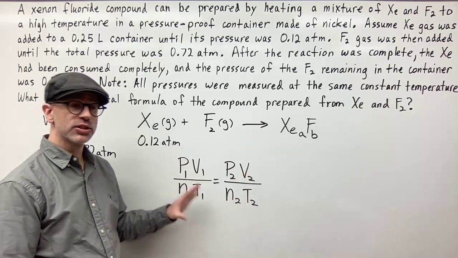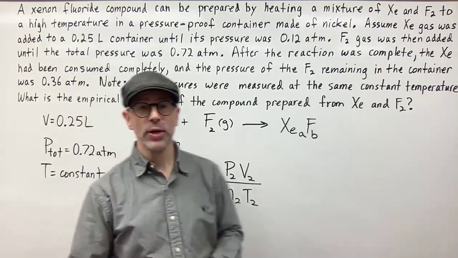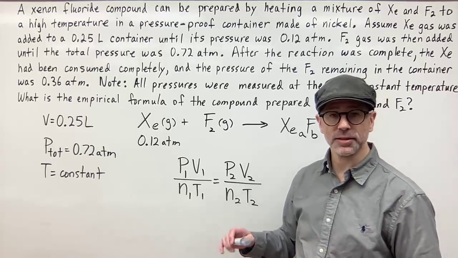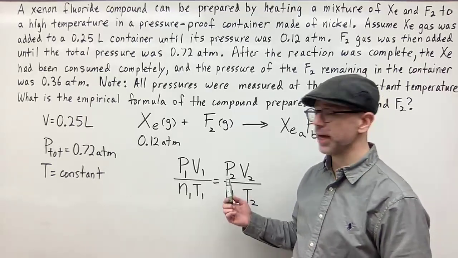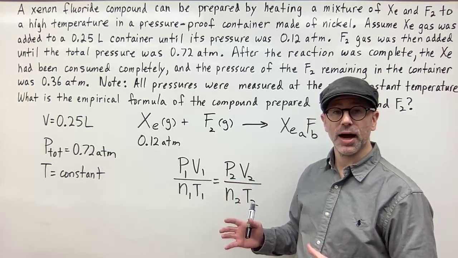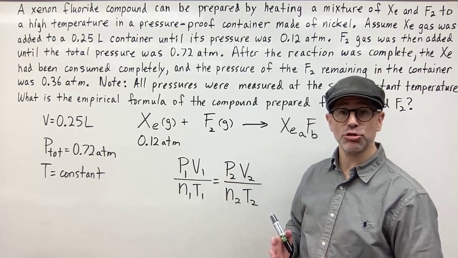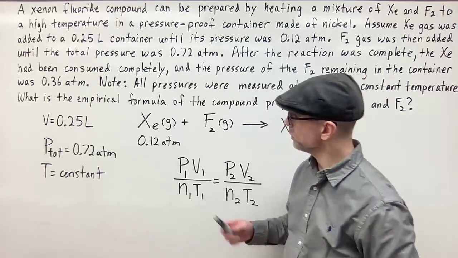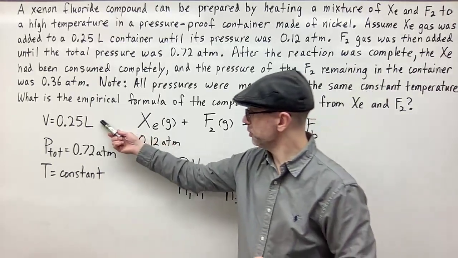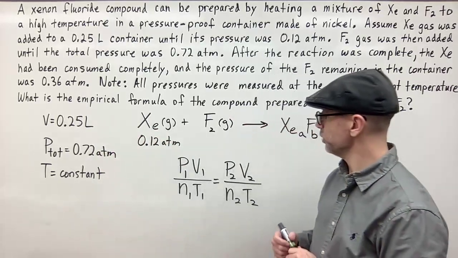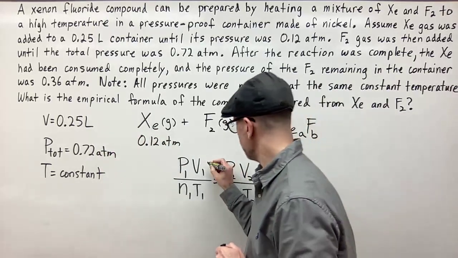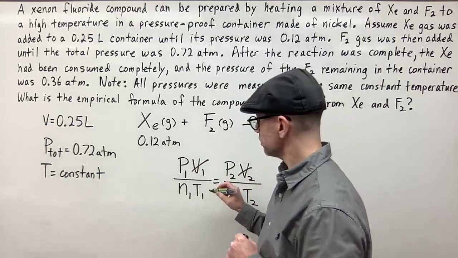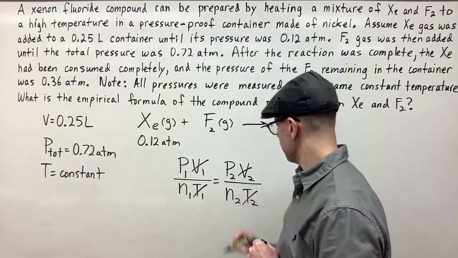All the other equations come from this because we can eliminate from this equation anything that's constant. So if it's constant, we can eliminate it, and then whatever's left identifies the equation we need to use for whatever problem we're trying to do. So if volume is constant and temperature is constant, we can get rid of them. So here, volume 1, volume 2 cancel out, and then temperature 1 and temperature 2 cancel out.